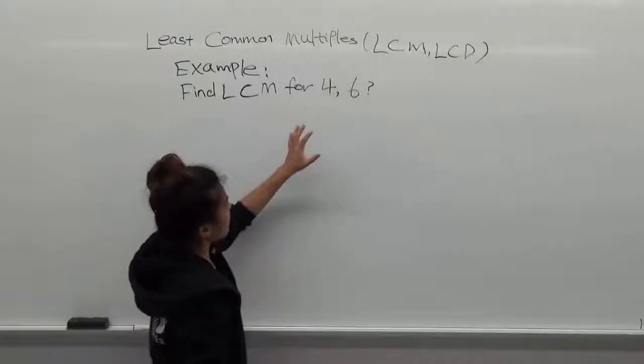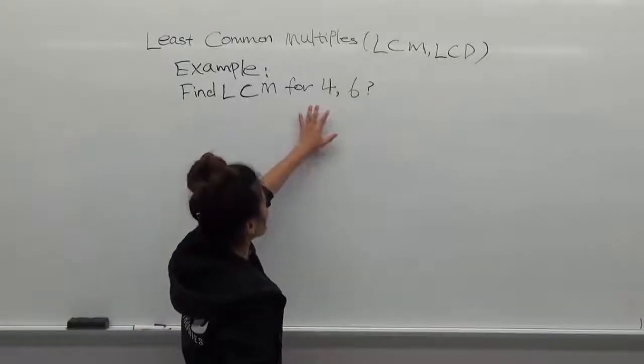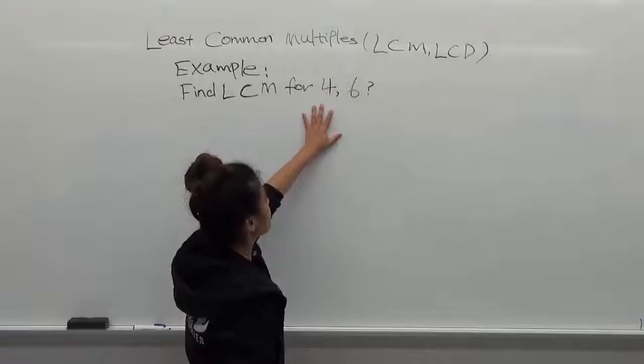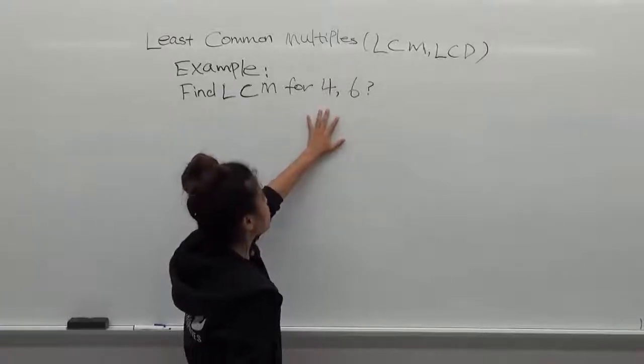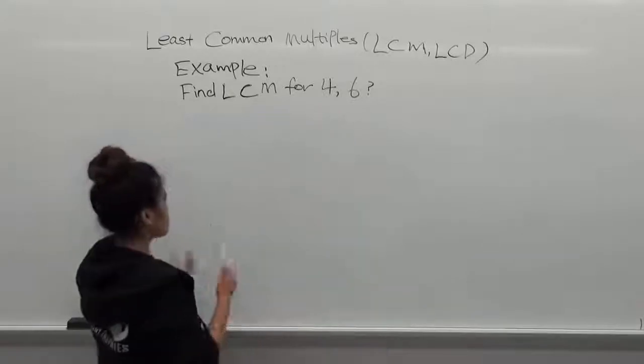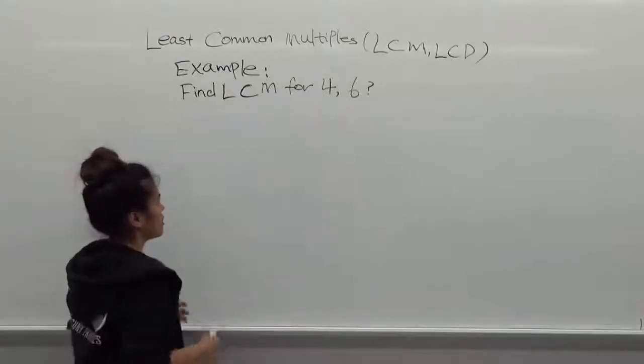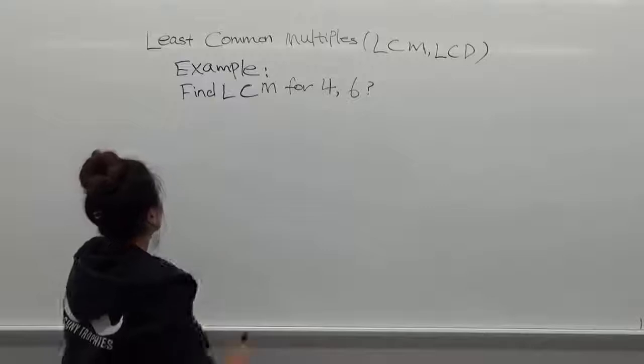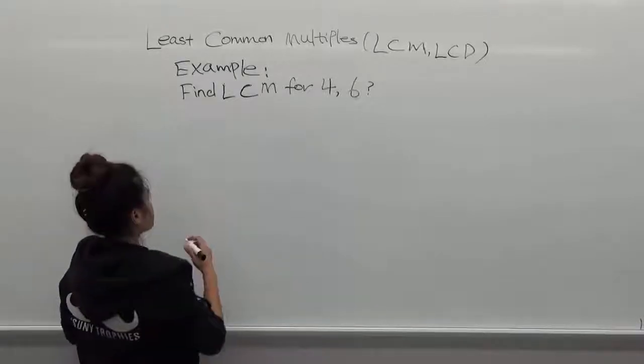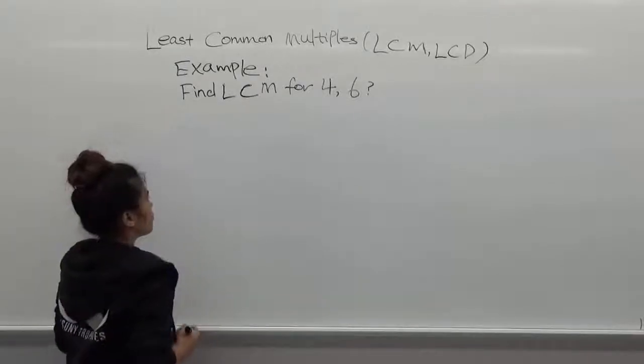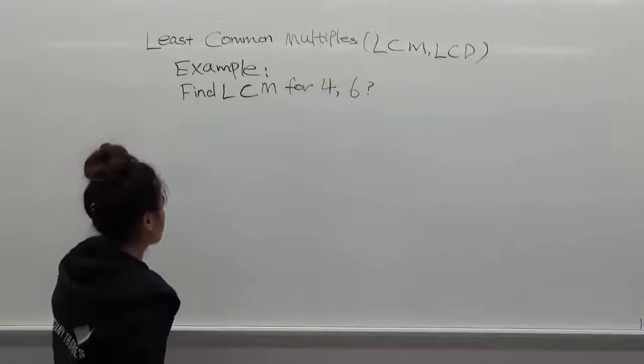Since there is a common factor between 4 and 6, we can see that 2 is the common factor between 4 and 6. So we cannot use the second method as we did for the second example. Now we have to either list their multiples or use prime factorization.